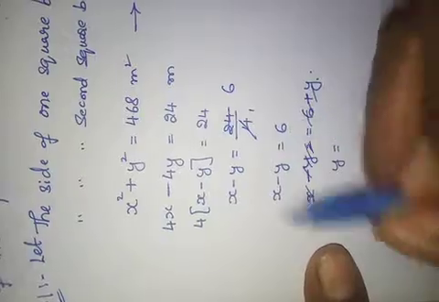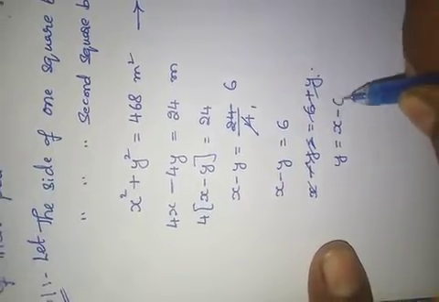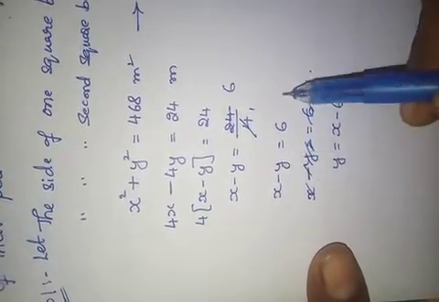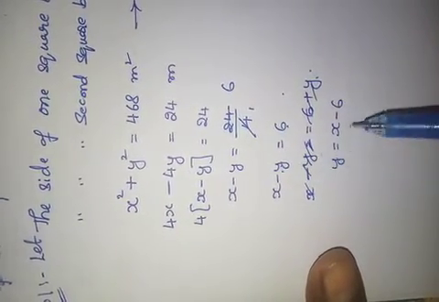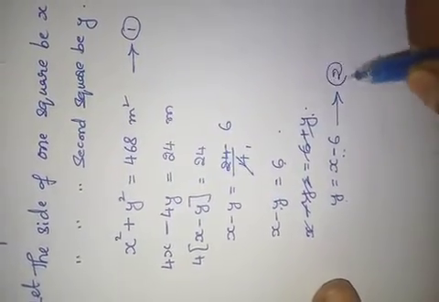Send this y to this side and 6 to this side. I am sending minus y to that side. What will it become? Plus y. I am sending 6 to this side. What will it become? Minus 6. y equals to x minus 6. Let it be equation 2.